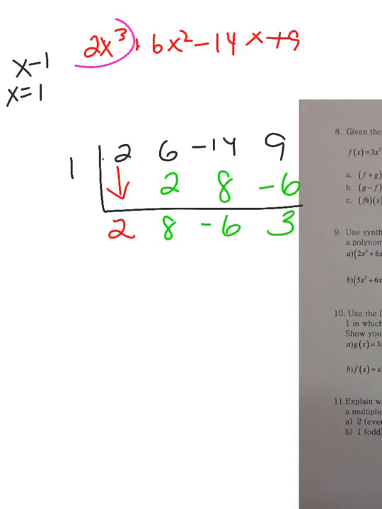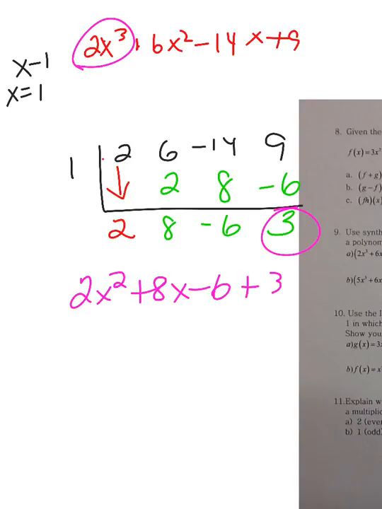So since my polynomial started off as an x to the third, it'll now be an x squared. So it's 2x squared plus 8x minus 6. This is my remainder, so it's plus 3 over my divisor, which is going to be x minus 1. Okay, so let's take a look at the next one.